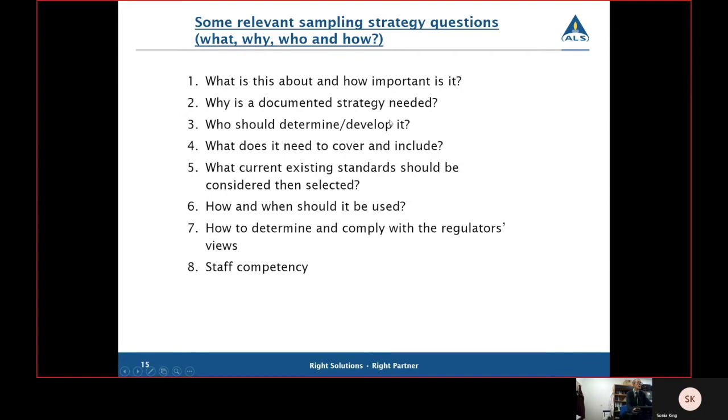Who should determine and develop it? What does it need to cover and include? What current existing standards should be considered? How and when should it be used? How to determine and comply with the regulator's views?